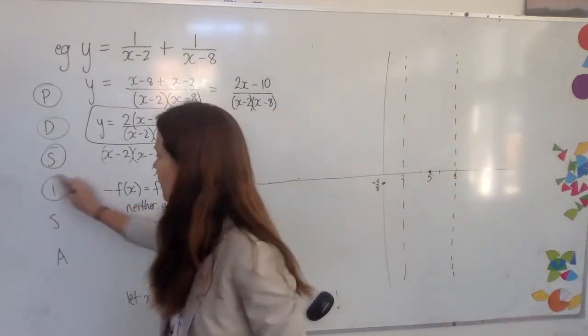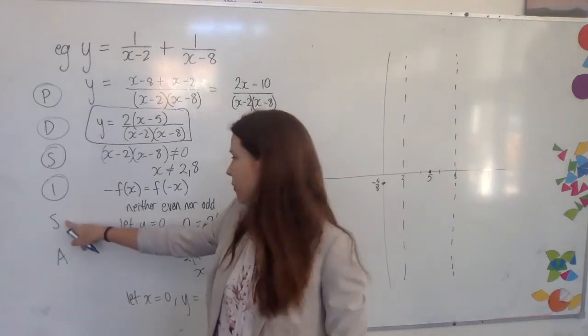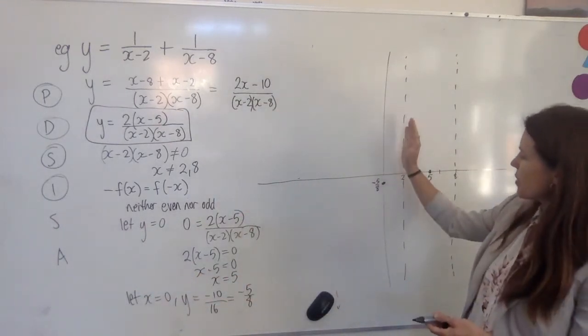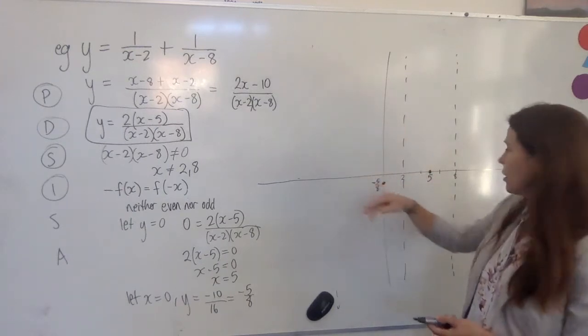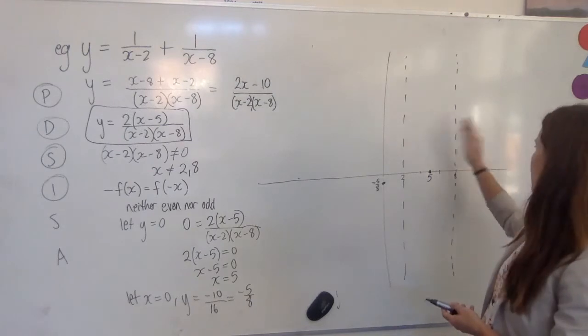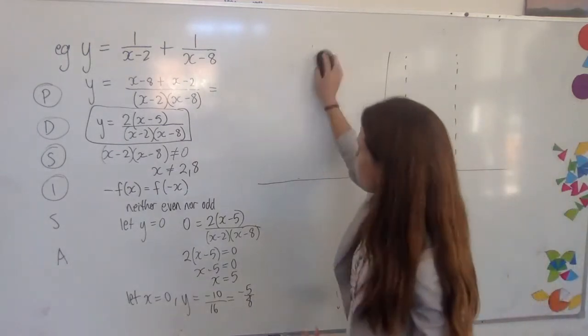Alright, intercepts are done. Next thing to consider is the sign of the function. So I've got some places I want to investigate. I want to see what it is on this side of the asymptote, and on either side of this x-intercept, and on either side of this asymptote here. So I'll just rub this out to give myself a bit more board space.